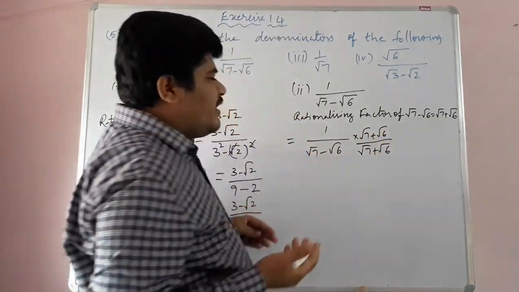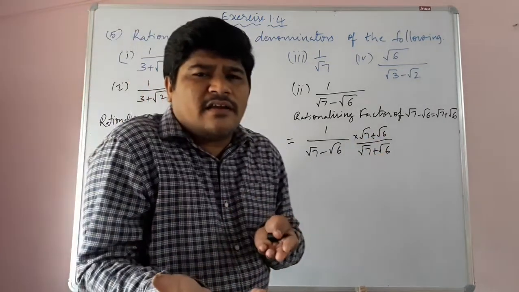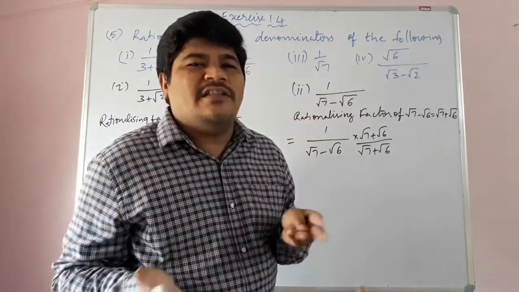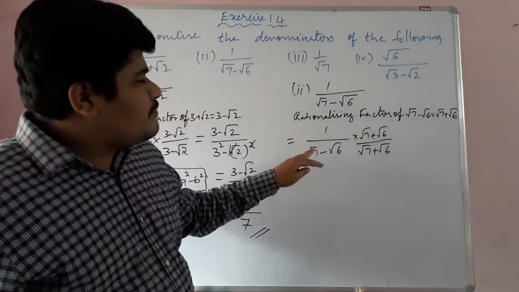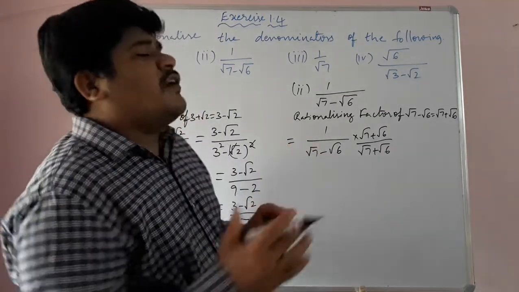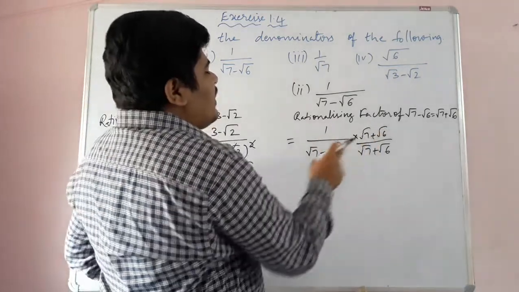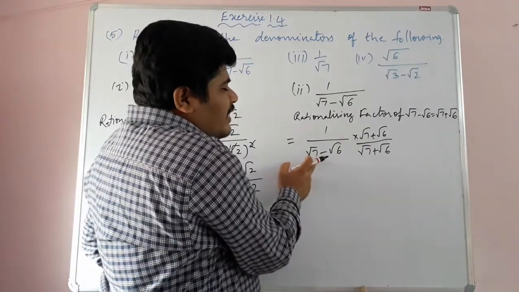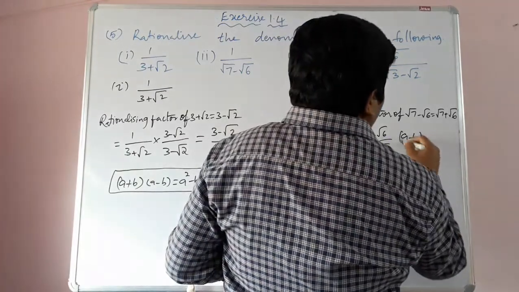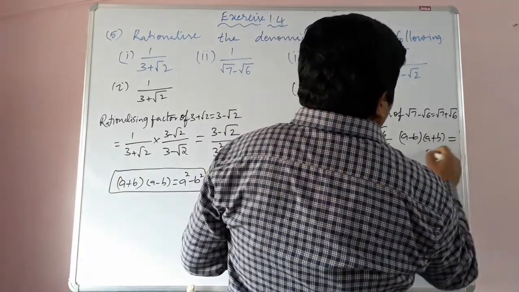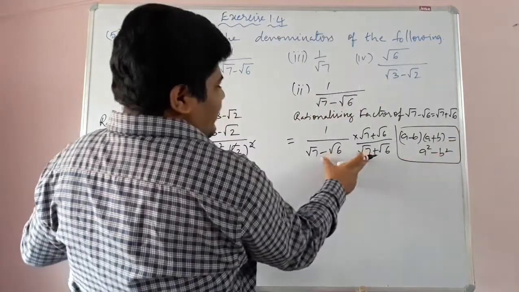So students, here you may get a doubt. See, root 7 plus root 6 by root 7 plus root 6 is nothing but 1. If we multiply anything with 1, then there is no change, because 1 is the multiplicative identity. So here we are just changing its form, but the expression value is not changing. Please remember. So numerator into numerator and denominator into denominator. So the denominator is in the form of a minus b into a plus b, right? So a minus b into a plus b is equal to what? a square minus b square. We are using this formula for simplifying denominators.